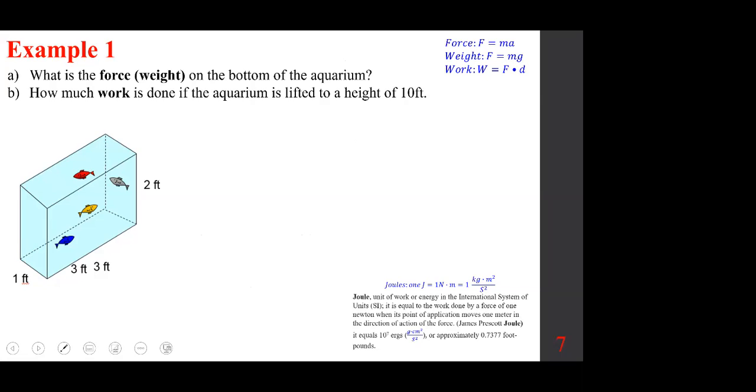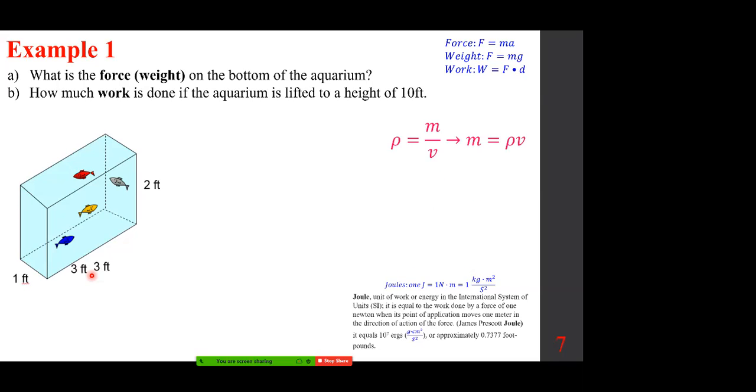All right. We are given this example. What is the force on the bottom of the aquarium? This fish tank, we want to see what it is. And the force, by the way, I remind you, force equals m times a or m times g. Even the weight is a force, and work is the product of the two. So according to this, we have units in the old British system. Now, we need to know a couple of things.